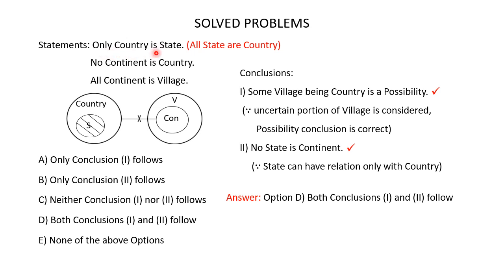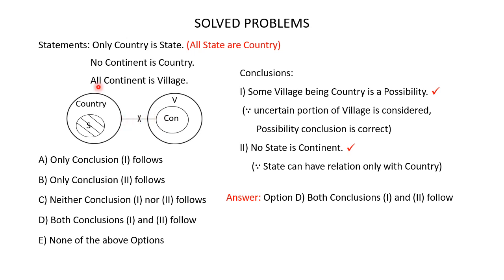Only country is state. Now only country is state means all state are country. Now when you're drawing a Venn diagram for the statement only country is state, always consider this statement all state are country. So in the Venn diagram all state should be inside country. Shade the circle for state to show that state can have a relation with only country. No continent is country. So draw a circle for continent and draw a line with a cross mark from continent to country to indicate that no continent is country.